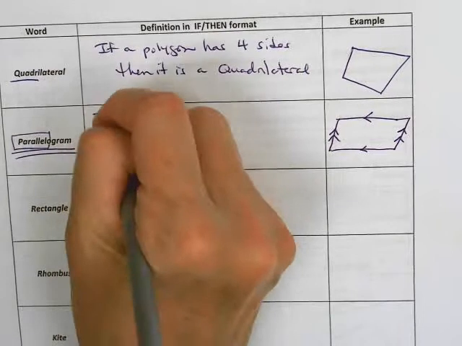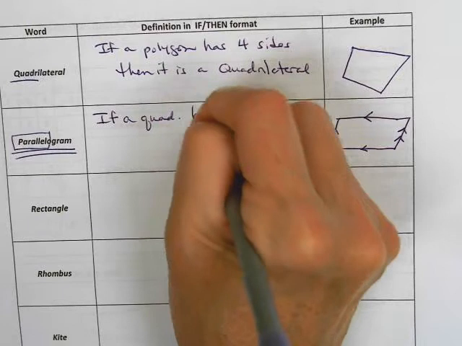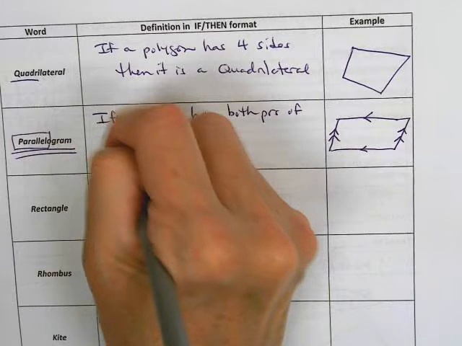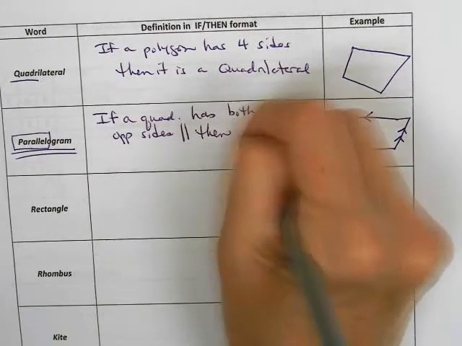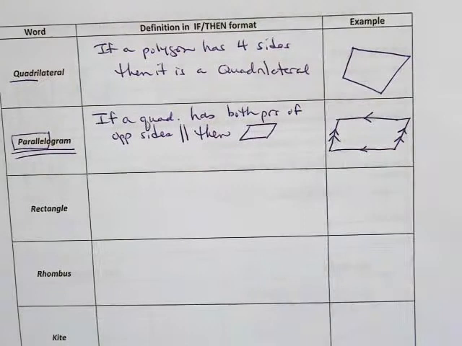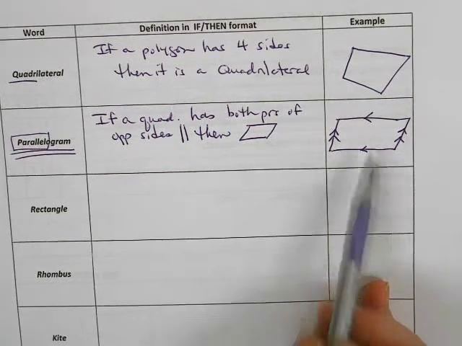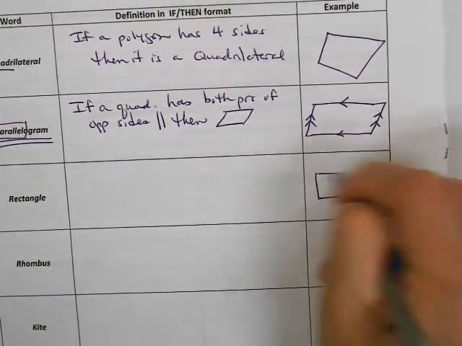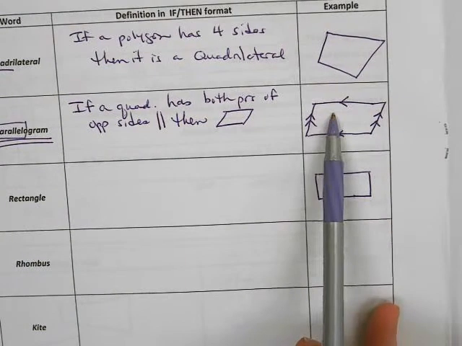So it is a 4-sided figure, so I'm going to say if a quadrilateral has both pairs of opposite sides parallel, then, and I'm just going to use that, it's a parallelogram. Okay. Now a rectangle is kind of a very specific case of this, right? And I know if I asked you to draw a rectangle, you could all do it, right? So the big question is how is a rectangle different from a parallelogram?